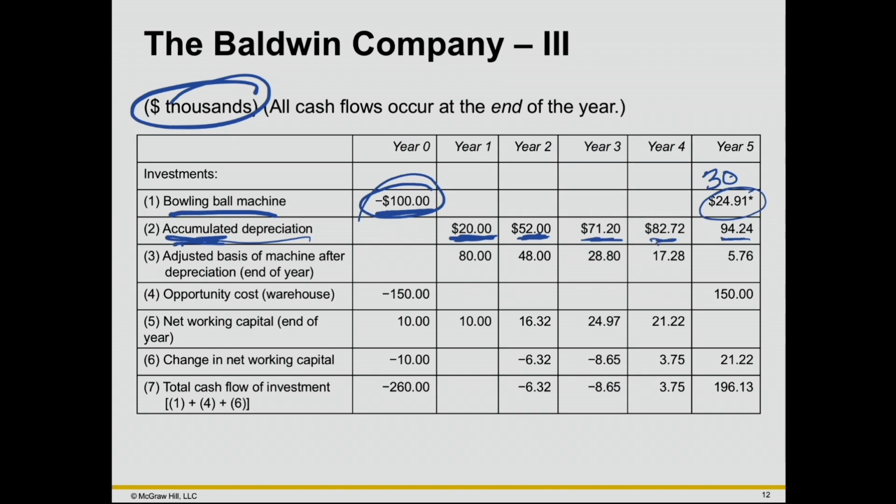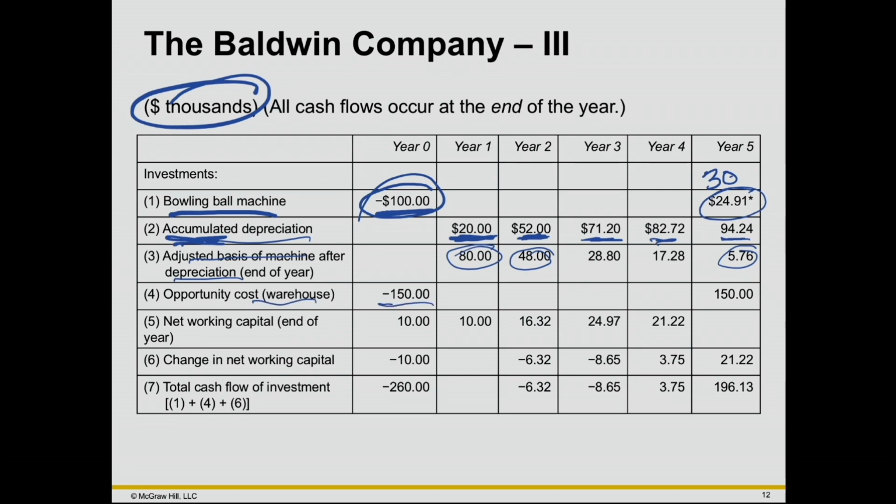All right. Adjusted basis of the machine after depreciation. That's just 100 minus the accumulated depreciation. So 100 minus 20 is 80. 100 minus 52 is 48. 100 minus 94.24 is 5.76. Okay.